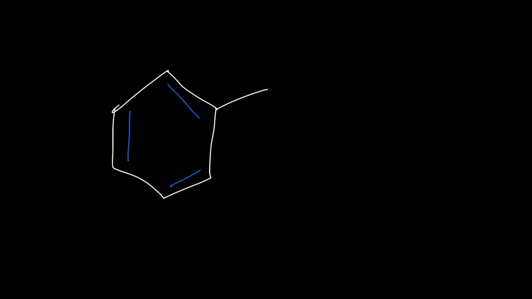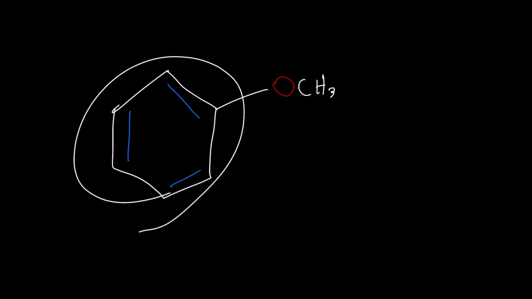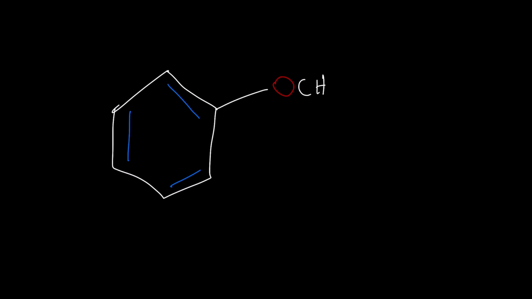Now if we have an OCH3, which is a methyl group connected to the benzene through oxygen, what do we name that? It's going to be called anisole.